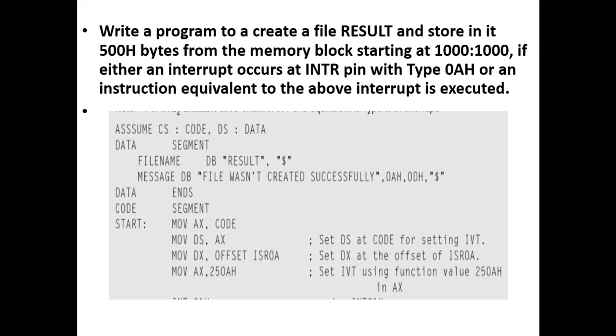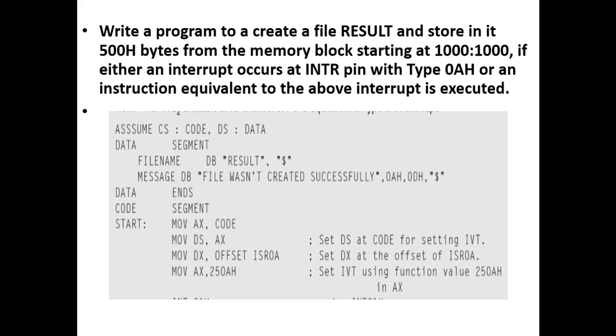Next, the offset of the ISR of our interrupt, type 0AH, should be moved to DX. We can see MOV DX, OFFSET ISR0AH, which sets DX to the offset of ISR 0AH. That means the offset of the interrupt service routine of our interrupt type 0AH is moved to the register DX.